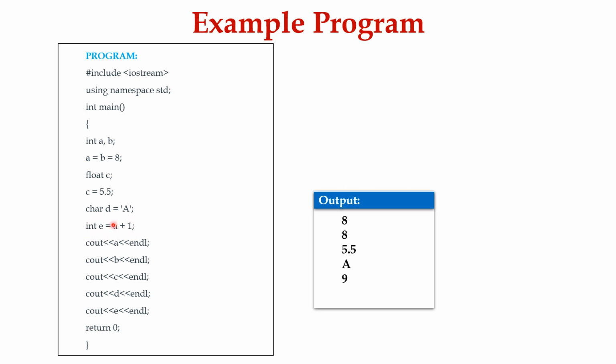Using the cout statement, I have displayed the values of the variables a, b, c, d, and e to the user. The value of a and b is 8, which has been assigned here. The value of c is 5.5. The value of d is capital A. And the value of e is a plus 1, that is 8 plus 1, so the value is 9. Hope you all understood the program. Thank you all.